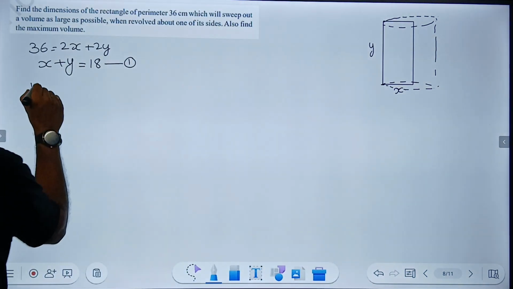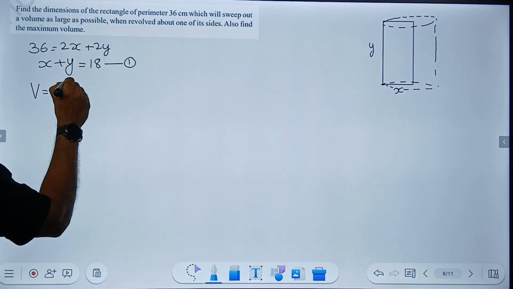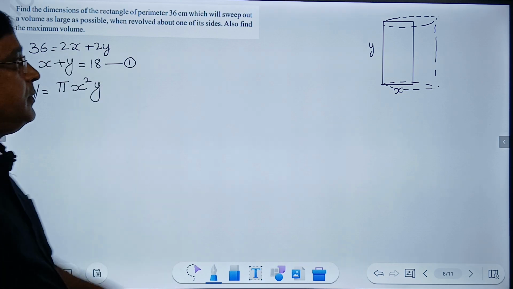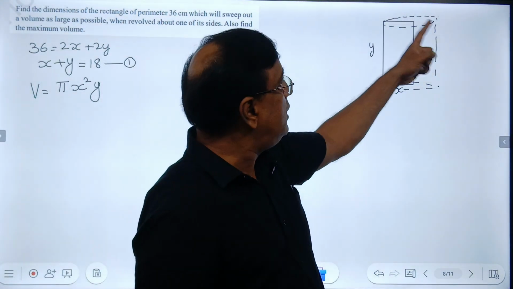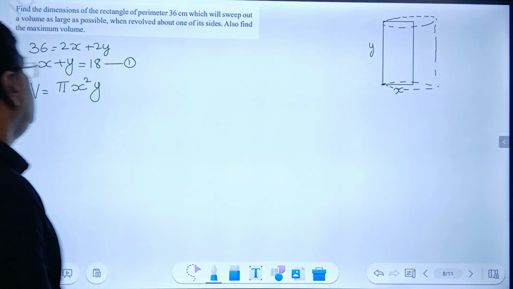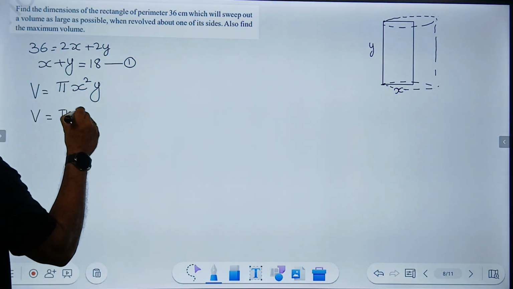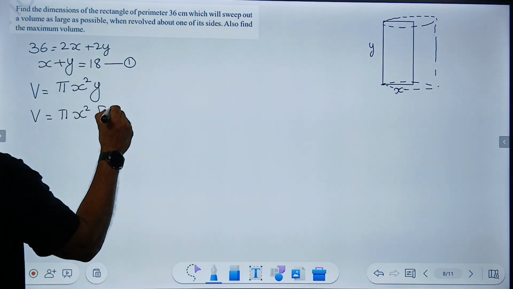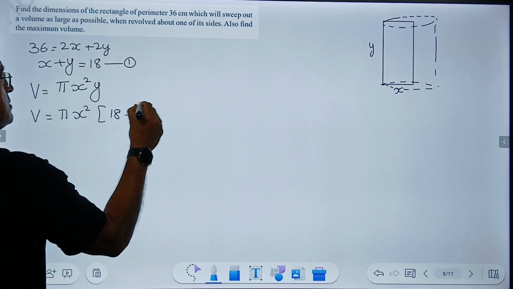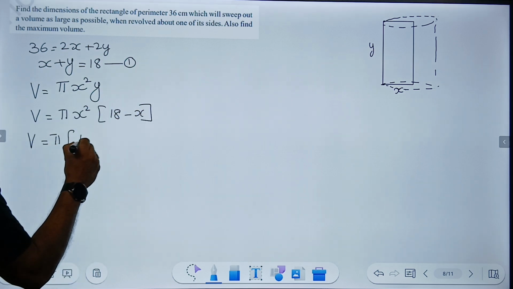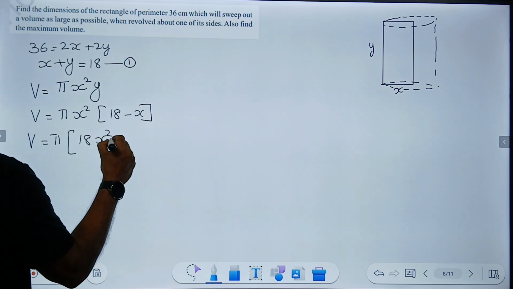So what is the volume of the cylinder? Pi, radius will be x, so x square, height will be y. Pi x square y, correct? It has two variables, change it to a single variable. Pi x square into what is y? 18 minus x. Very simple, isn't it? So V equal to pi into 18x square minus x cube.